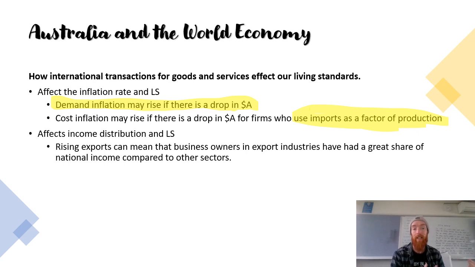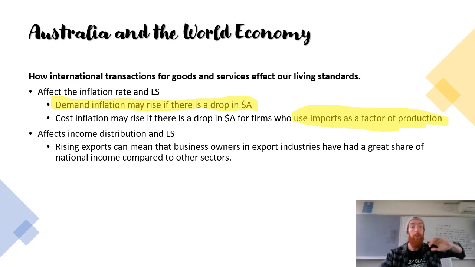This can also affect income distribution and living standards. So rising exports can mean that business owners in export industries have a greater share of national income compared to other sectors. And in any of these cases, if exports are booming, it's essentially the people who control commodities, like the Gina Rineharts of the world, that benefit the most. And the average worker continues to earn their regular income.